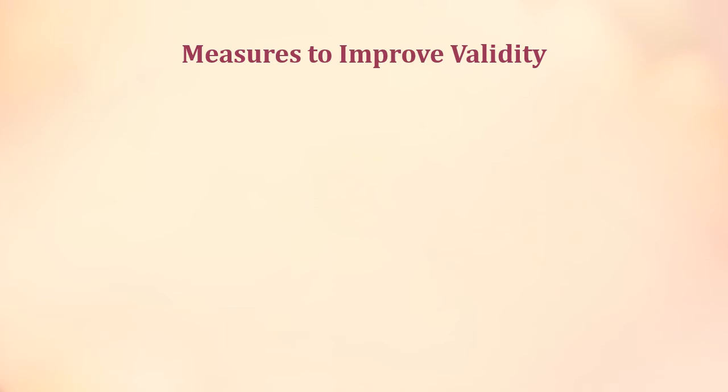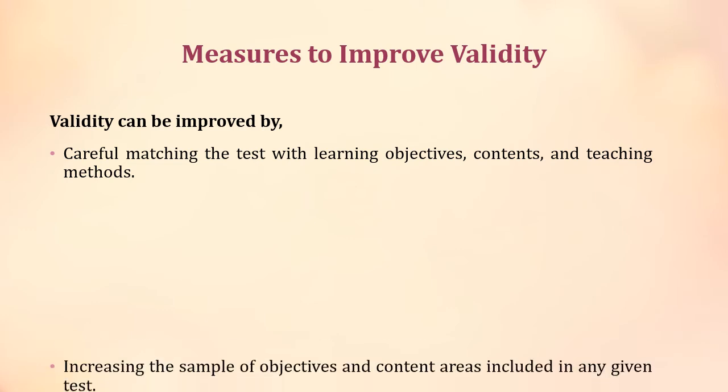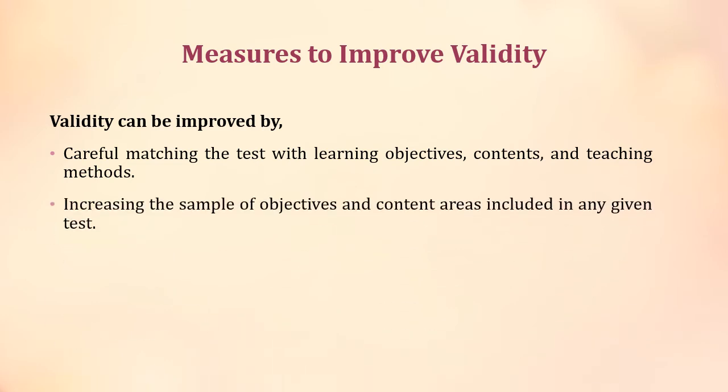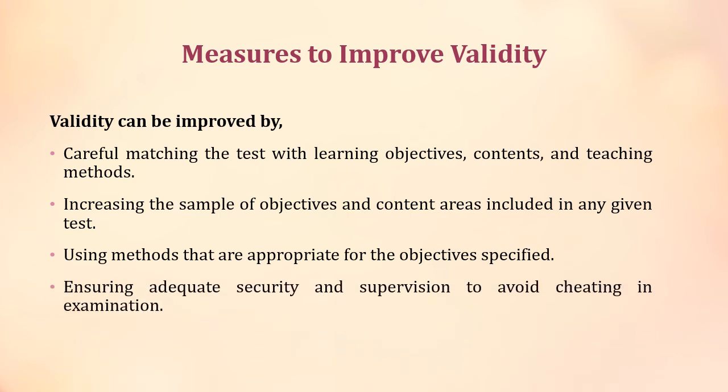Measures to improve validity. How can we improve the validity? The measures are: first, careful matching of the test with learning objectives, content and teaching method. Second, increase the sample of objectives and content areas included in any given test. Then using methods that are appropriate for the objectives specified. Ensuring adequate security and supervision to avoid cheating in examination.